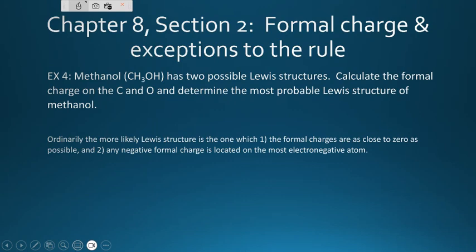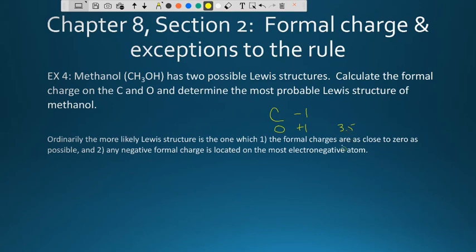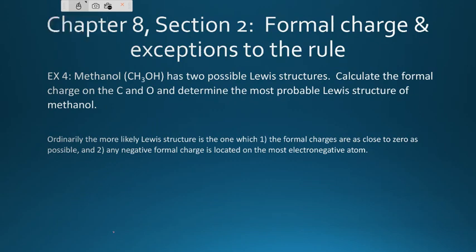And so remember on here that I had around the carbon a negative one, and around the oxygen I had a positive one. Well, if you go back to your electronegativity charts, I'm going back to the very first page of our student notes, we saw that the electronegativity value for oxygen was 3.5 and carbon was 2.5. And so based on statement 2 as well, any negative formal charge is located on the most electronegative atom, and that is certainly not the case. It was around carbon, which is not the most electronegative.